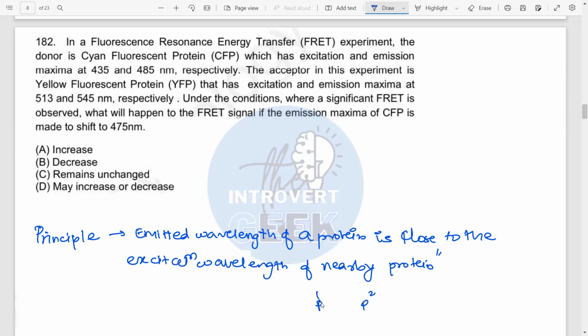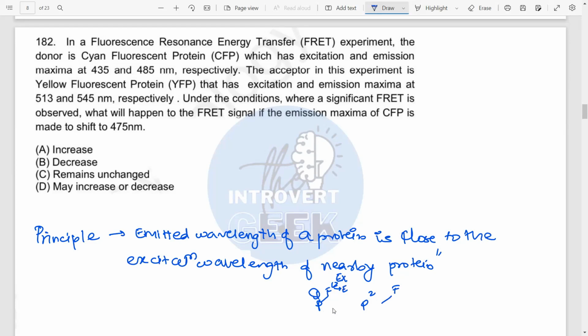Okay, so if you have protein 1 and protein 2, which are tagged with two different fluorophores. So you have protein 1 attached to a fluorophore, protein 2 attached to another fluorophore. Okay, now these fluorophores will have an excitation wavelength and an emission wavelength. Excitation is when it will get excited and transfer its electron, and emission is when it will emit the light, at what wavelength light it will emit.